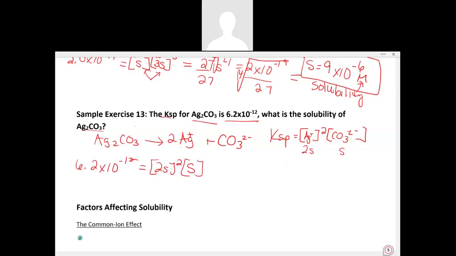My simplified equation now is going to be 4S squared times S, or I'm going to have 4S cubed. Since that's equal to the KSP, we're going to divide both sides by 4. Then if you take the cube root, you could raise all this to the 1/3 power, like we did in the last problem, and you should get the same answer for S, whether you take the cube root or raise it to the 1/3 power. So we're going to see that our solubility for this turns out to be, with rounding to 2 sig figs, 1.2 times 10 to the -4 molar.